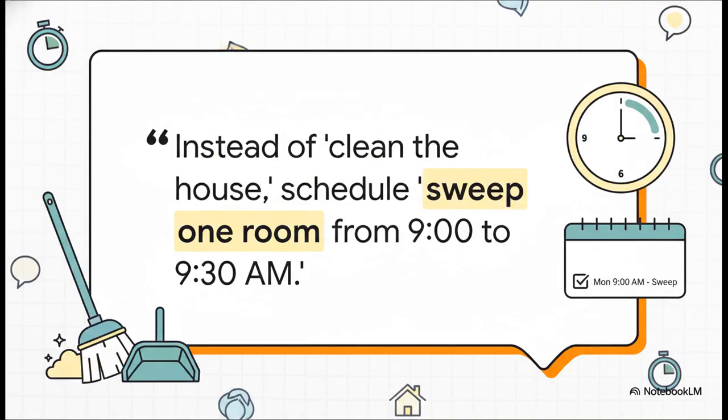And this is a perfect example of what I mean by grading the activity in step 3. Clean the house is huge. It's overwhelming, it's vague, and it feels impossible on a bad day. But sweep one room from 9 to 9:30 a.m.? That is specific. It's time limited. It's achievable. That's the level of detail we're shooting for.